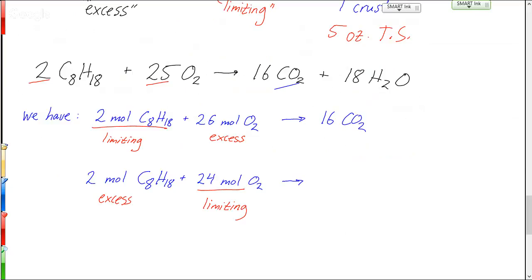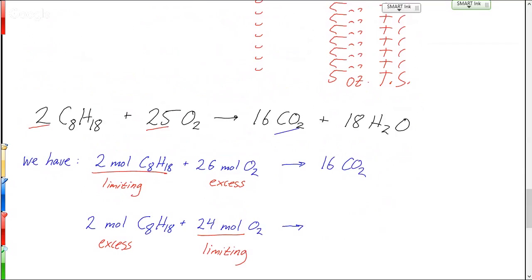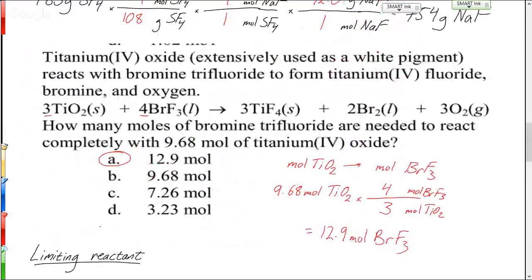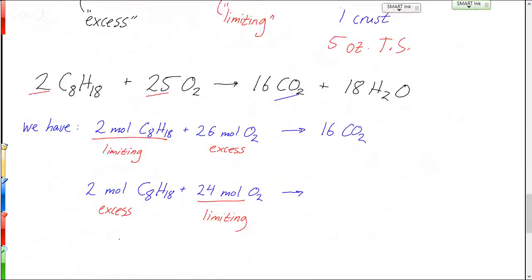In this case, it's not so simple because we have to base how much product we make on the limiting reactant. So we have to do the exact calculation that we just did when we practiced up here. This question right here. It's the same question, but we have to use our limiting reactant. We always use the limiting reactant in the calculations because that's the amount that we can make. We can't make more than that because we don't have enough. That's the definition of limiting.